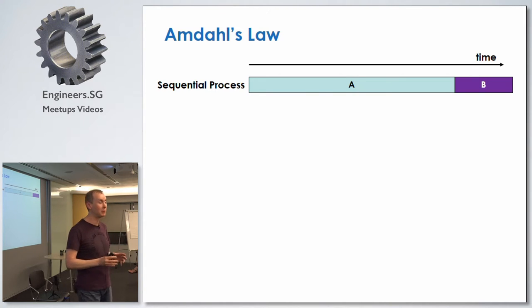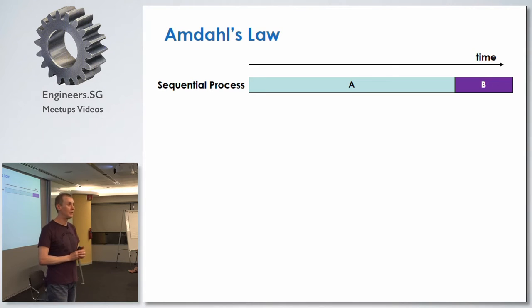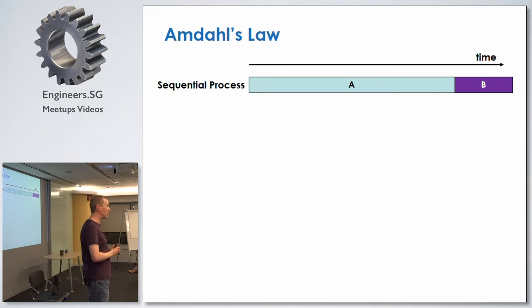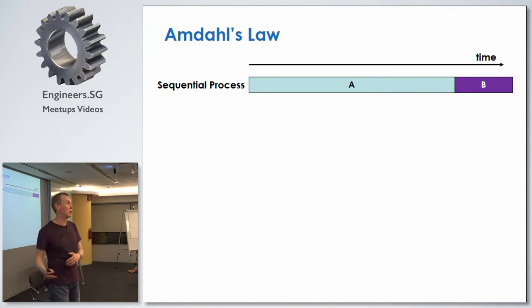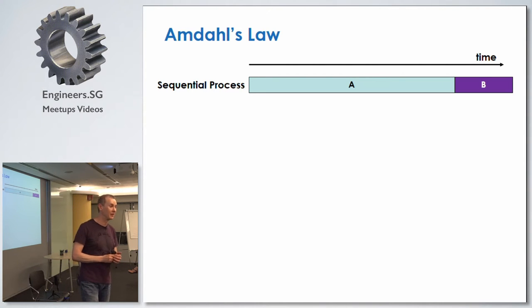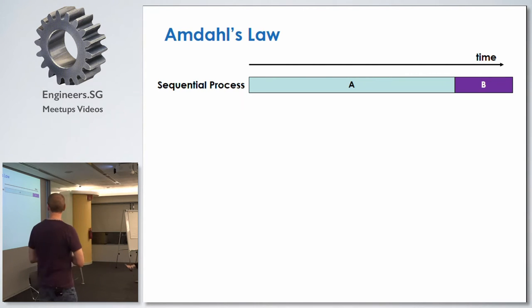He wanted people to buy these big, fast, single-threaded computers because you didn't have to deal with a lot of the parallel programming in it. So he made this argument to scare people off. People later took his paper and turned it into a law, and it's been attributed to him. So it's quite funny that the guy who didn't want people doing parallel programming is the one whose name's associated with it, which is kind of funny in some ways. So what is his argument?